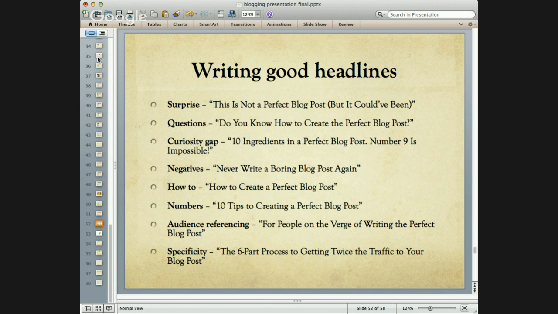That one's a bit more of a BuzzFeed style headline, and I would use it sparingly because it can be a little bit clickbait, which means people click on it and the story actually isn't that great, and it's been set up to be great by the title. Negatives and how-tos are great. People really like those. Numbers work really well, so 10 tips, or 10 new research findings in biodiversity, that sort of thing works really well with audiences. Reference your audience. So this is, for people on the verge of writing the perfect blog post, this is the story for you. People identify with that. And then being very specific can often be good. Sometimes it can be overboard, but it can be good.